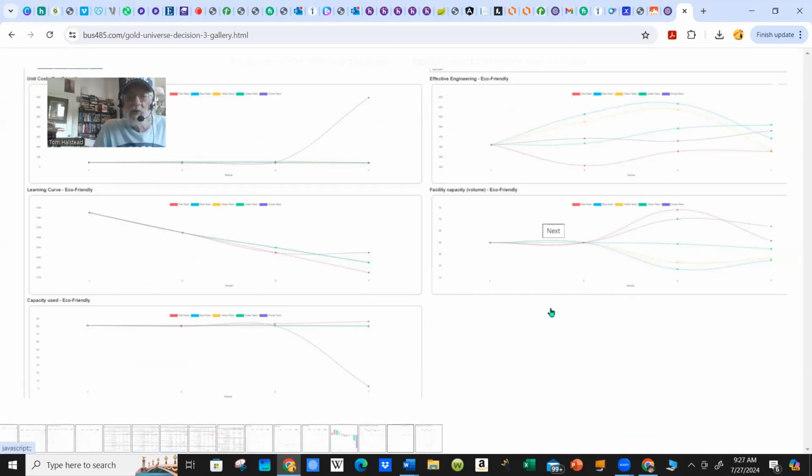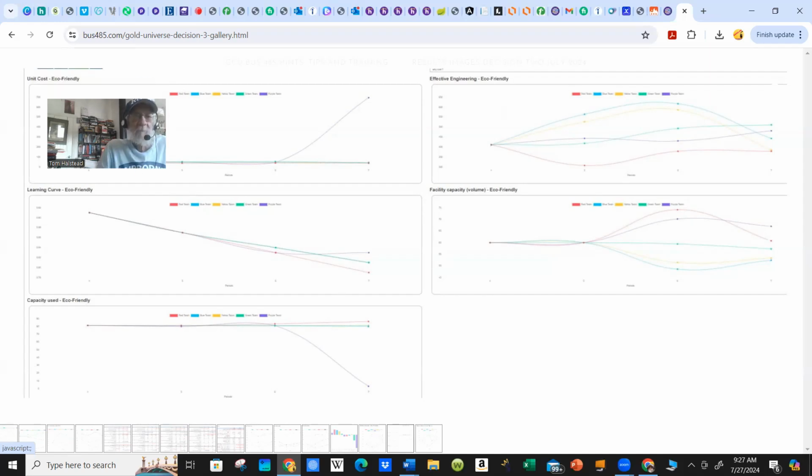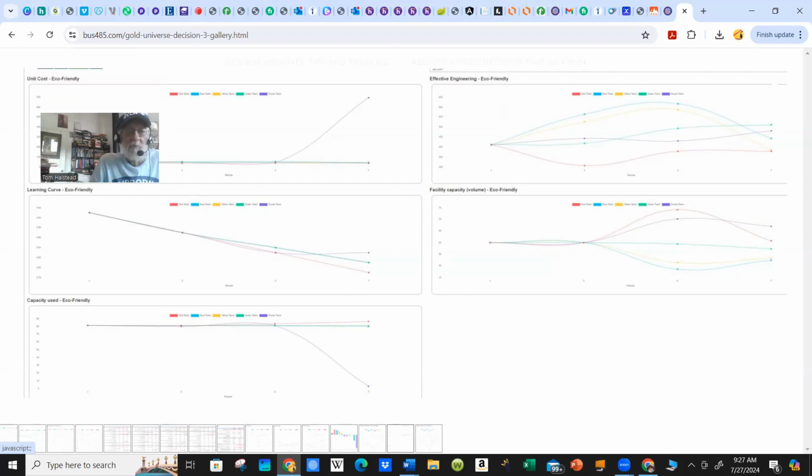EBITDA. You can look at this yourself, but what basically it shows, there's a graphic that shows that Purple did a fantastic job of balancing not only outsourced inventory, but getting their production matched with their inventory. But then what happened is that in eco-friendly, you can see this giant jump up here in terms of cost.